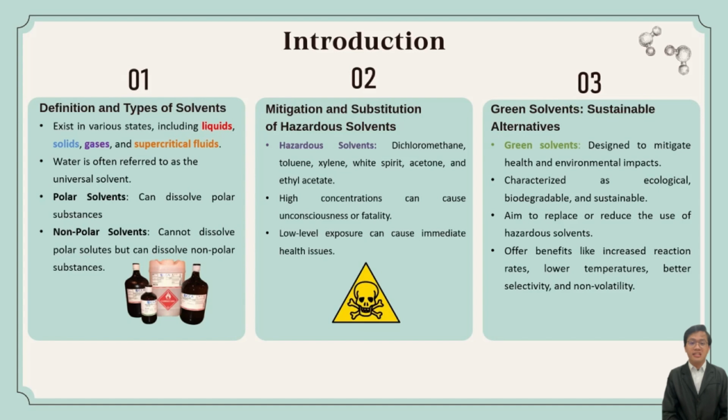As for the types of solvent, they can be broadly categorized into 2 types, which are polar solvents that dissolve polar substances and non-polar solvents that dissolve non-polar substances. Many commonly used solvents, however, pose significant health and environmental risks. Common hazardous solvents include dichloromethane, toluene, xylene, white spirit, acetone, and ethyl acetate. Exposure to high concentrations of these solvents can lead to severe health consequences such as unconsciousness or even death. Even at low levels, these substances can cause immediate health issues including dizziness, headaches, and respiratory problems.